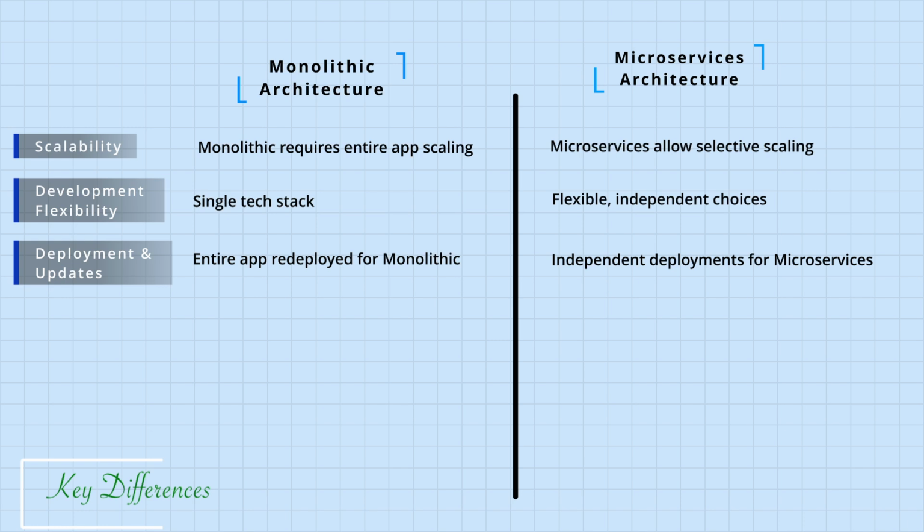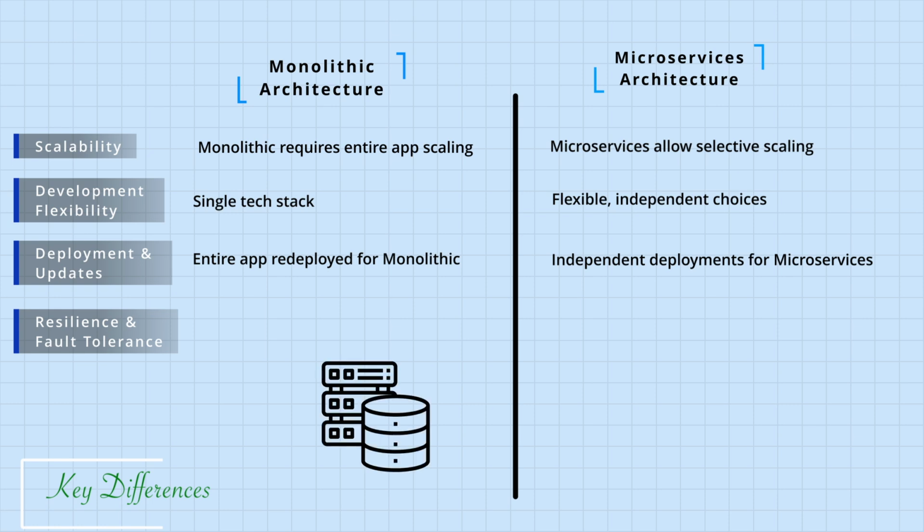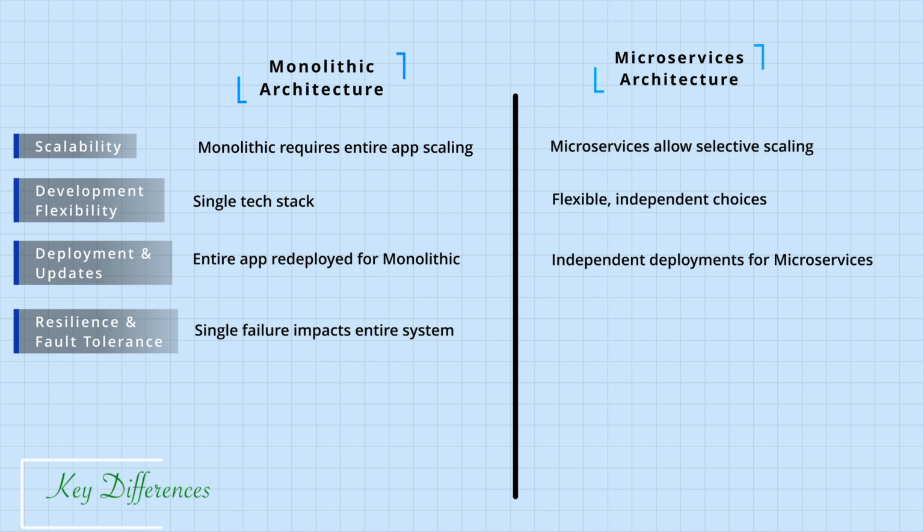This makes it easier to roll out changes faster and with less risk. Resilience and fault tolerance. One big challenge with monolithic apps is that if one part fails, it can bring down the whole system. For example, if the search feature on an e-commerce site goes down, it could impact other features as well. Microservices, however, make systems more resilient.